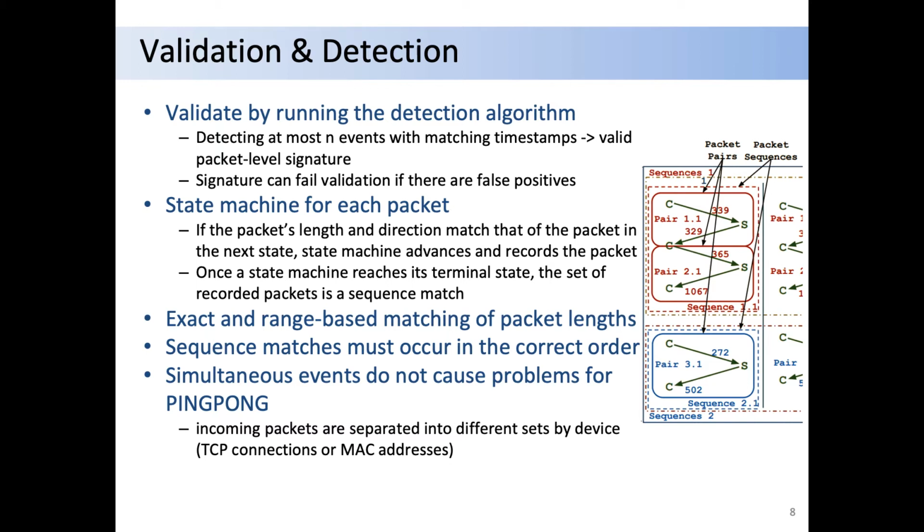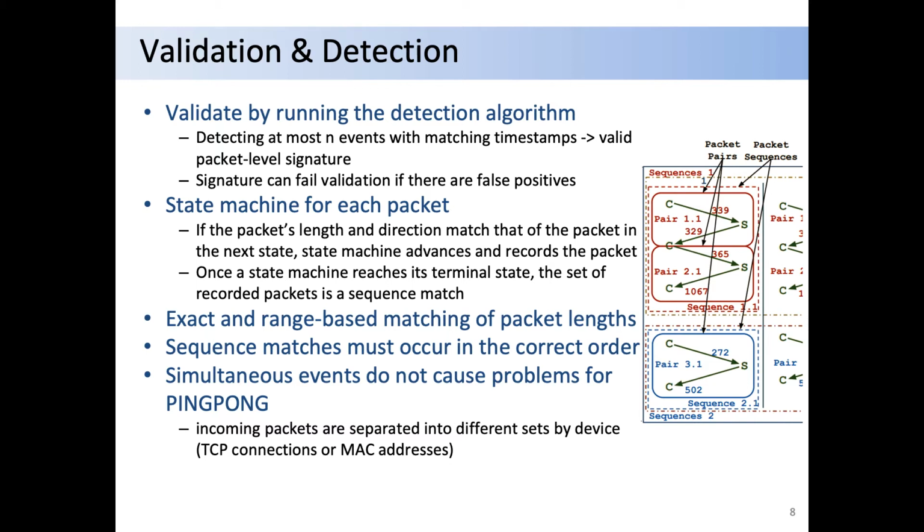So in order to validate this algorithm, we're going to use a detection algorithm. And you're going to basically detect at most n events with matching timestamps. And this will lead to a valid packet-level signature. This signature can fail if there are false positives.